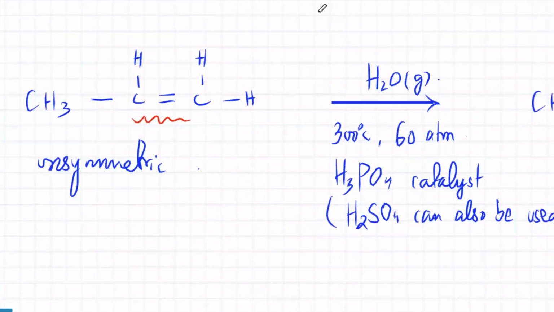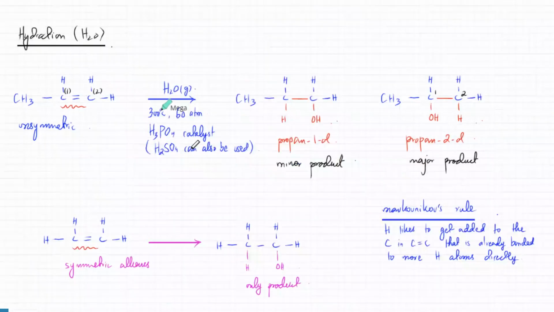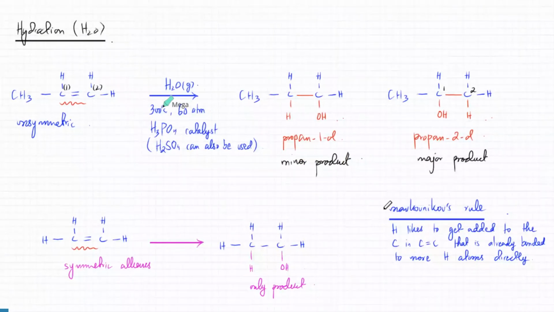But what about the one down? Which one? The one right of it. Let me just add this over here. So this is bonded to two hydrogens and this one is bonded to just one hydrogen, right? So the H will bond with the carbon that's already bonded to more H atoms. If you have a water molecule, H and OH are going to get bonded. So the H is more likely to be bonded to the carbon that's already bonded to more H atoms.